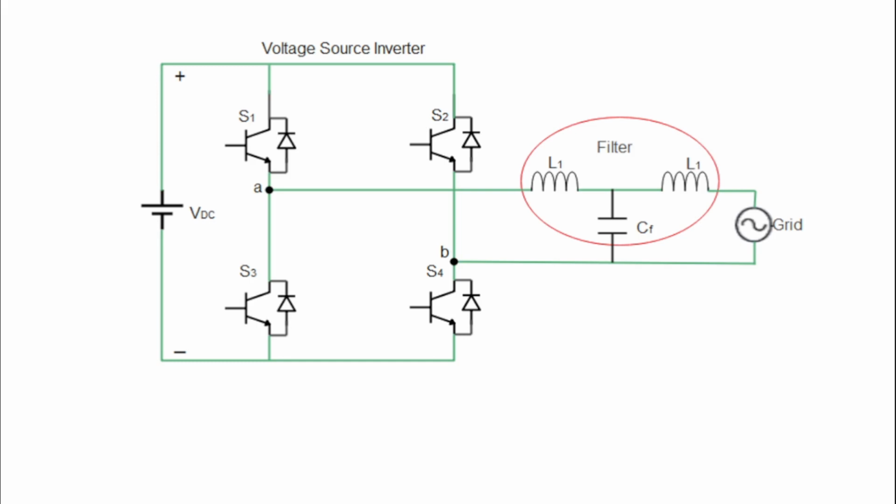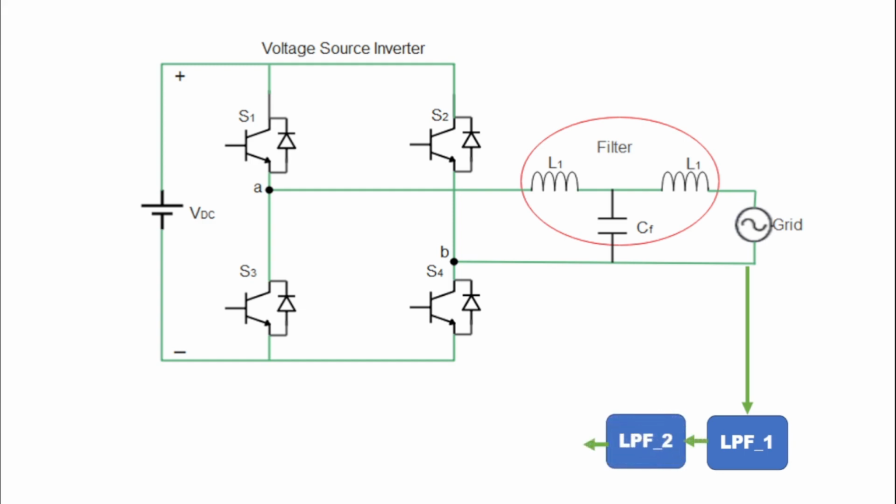After which the measured voltage at the grid side is filtered in two stages. Firstly, it's passed through the first low pass filter, then in the next low pass filter before it is applied to the phase locked loop. So the phase locked loop has been implemented for the generation of the phase angle theta.